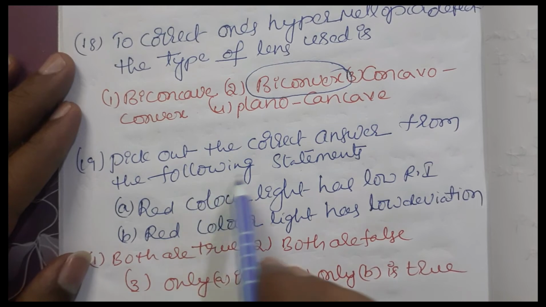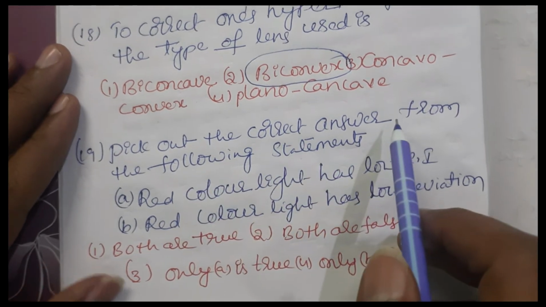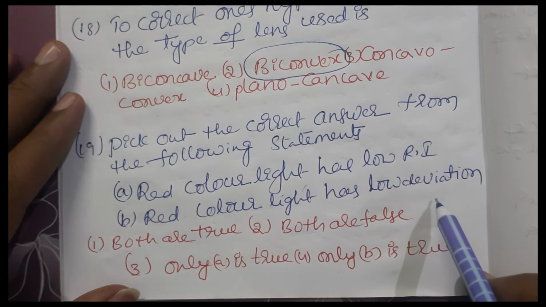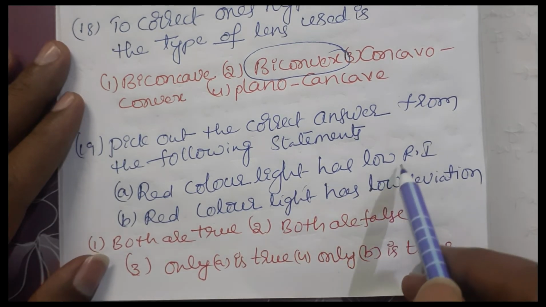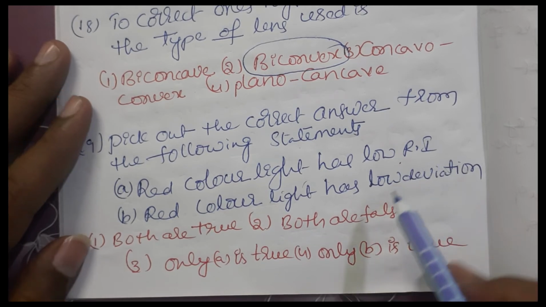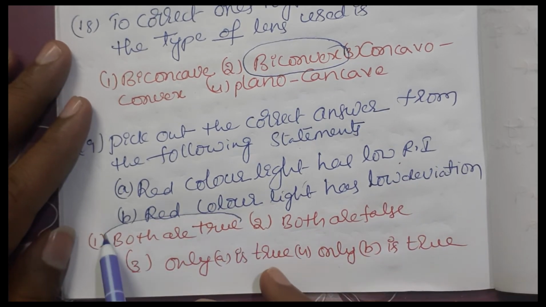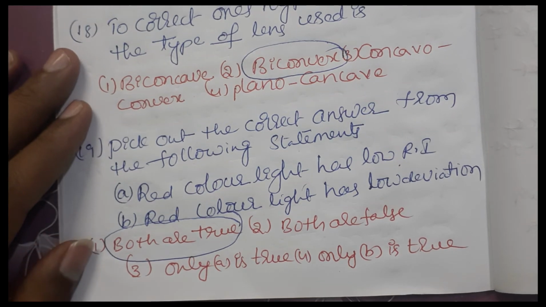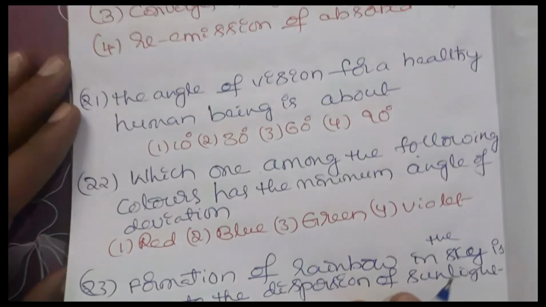Next, pick out the correct answer from the following statements. Red color light has a low refractive index. Red color light has a low deviation. Both are right. It has a lower refractive index and lower deviation. Both are true. Violet has maximum deviation and maximum refractive index.